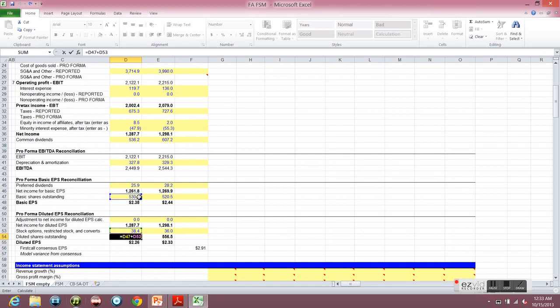Okay, your basic EPS. I'm sorry, I don't know why I'm saying basic EPS. I meant basic shares outstanding, which we see over here. Remember, it's not considering any dilutive implications, such as stock options, which are options given to employees in their benefit packages.